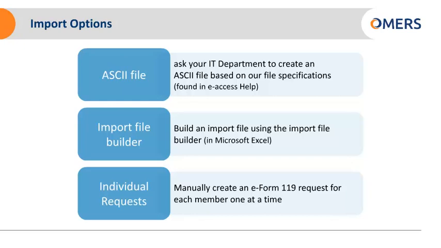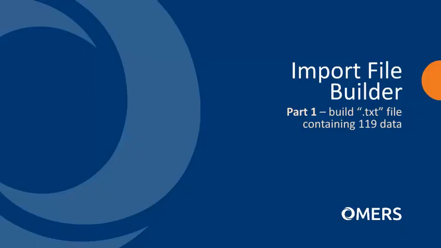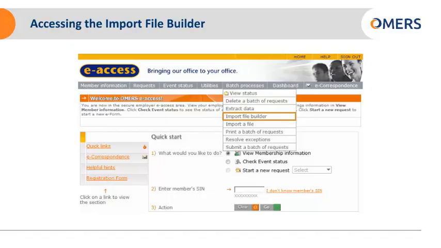The Import File Builder is an Excel spreadsheet which allows you to build your eForm 119 file, including all financial information for all your members. Import File Builder. To access the Import File Builder, you must log into eAccess. From the landing page, under the Batch Processes tab, select Import File Builder from the drop-down.